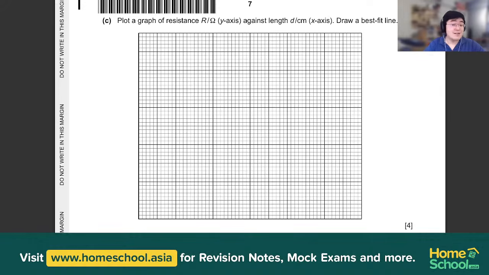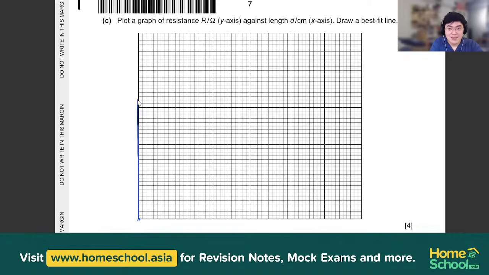to part C, where we are needed to draw a graph of resistance in the y-axis against the length d in the x-axis, and we are to draw the best fit line. Okay, for a lot of students, graphs kind of give you trouble because you don't know what to do. But let's just keep it simple. Let's just keep it straightforward, okay? Cambridge won't really destroy you guys for graphs. So please don't feel so bad about it. It's actually not as hard as you think it would be.